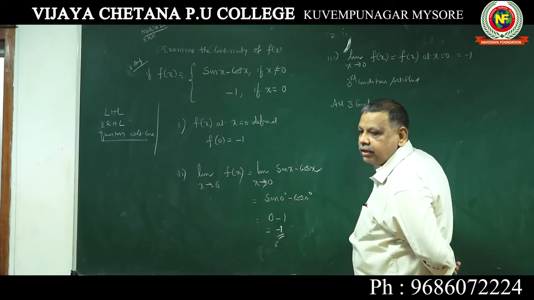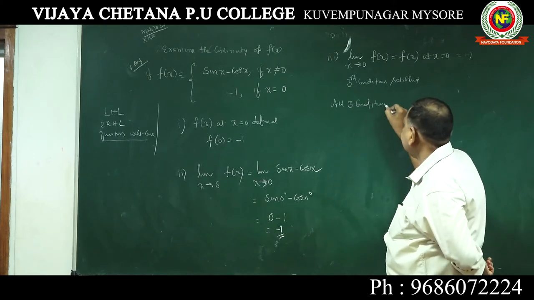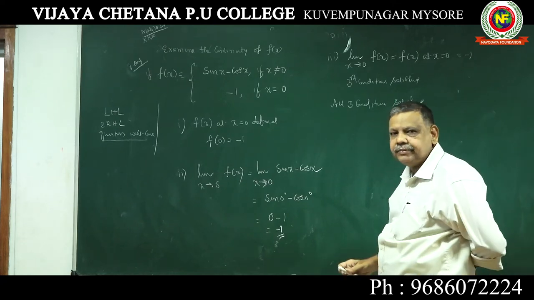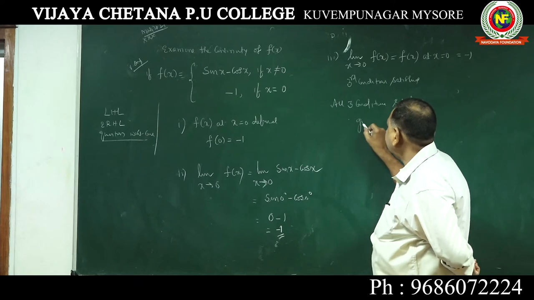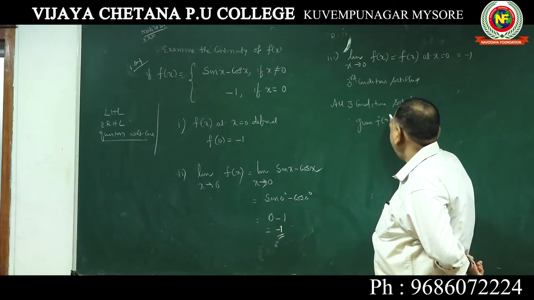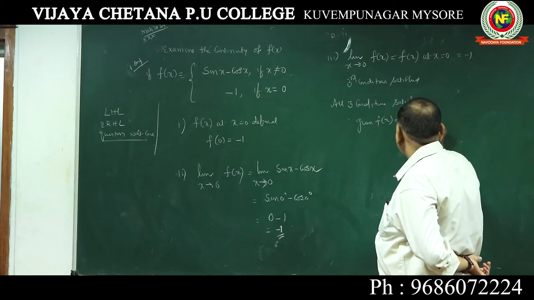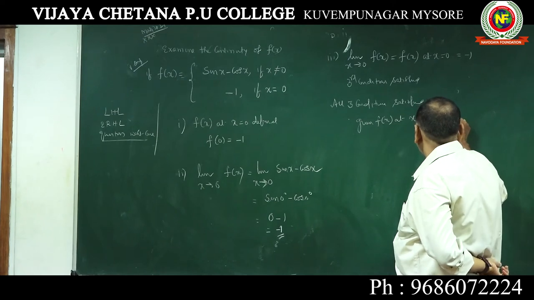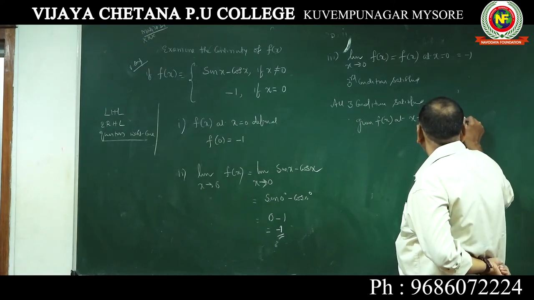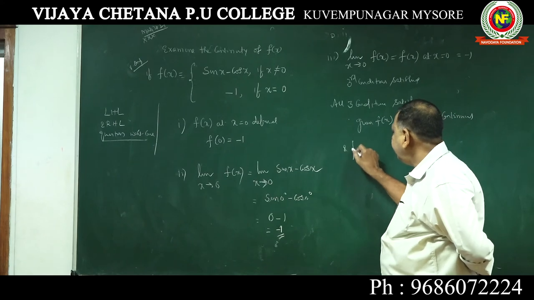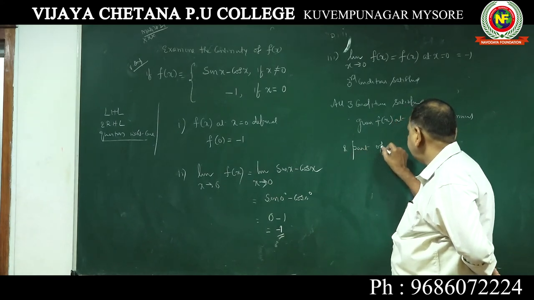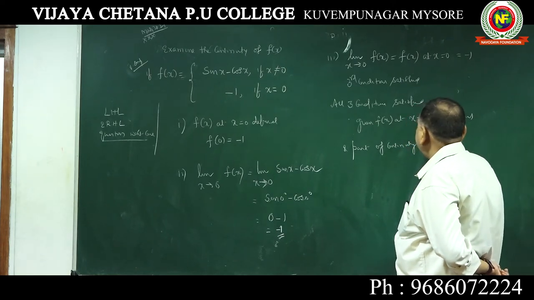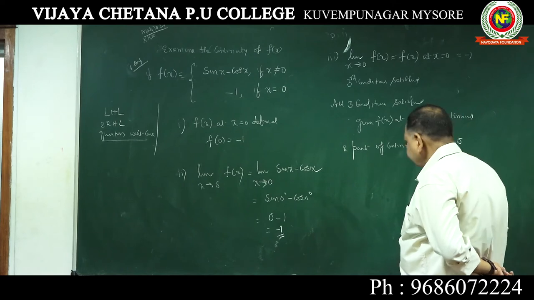Therefore, all three conditions satisfied. Write down: all three conditions satisfied. Therefore, the given function f of x at x equal to 0 is continuous. You should write is continuous, and the point of continuity is at x equal to 0. Point of continuity is x equal to 0.